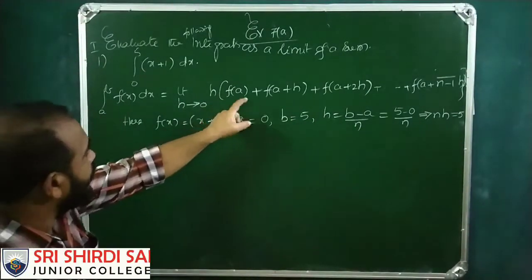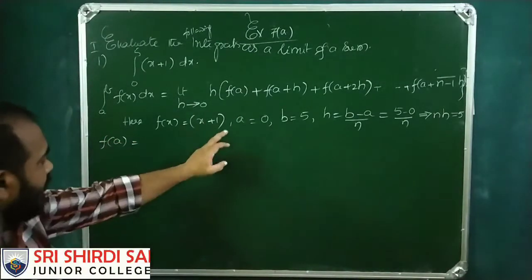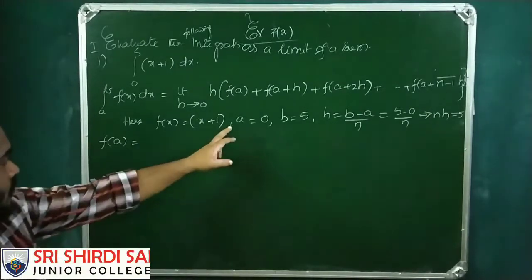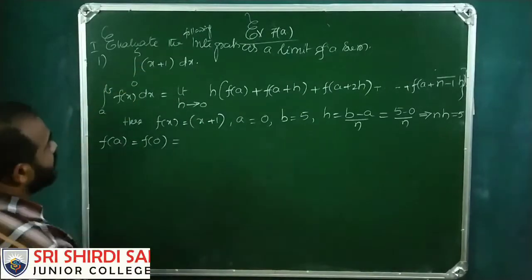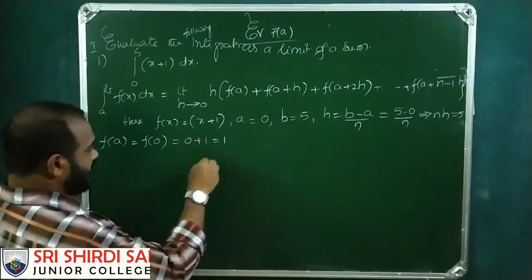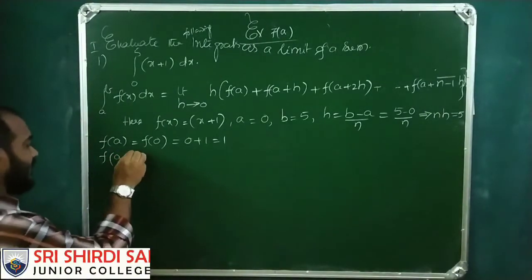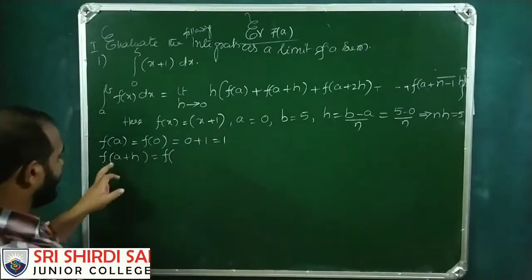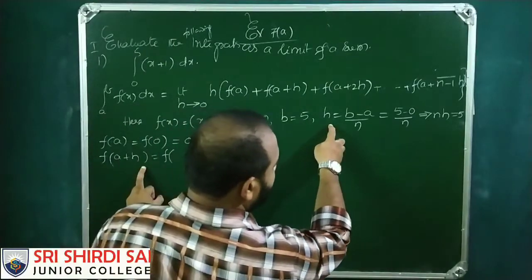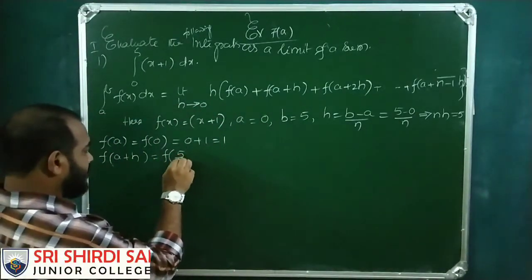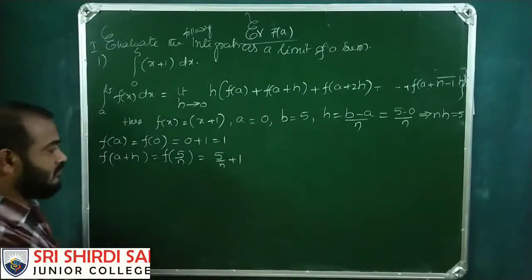Integral, so before that, what is f of a? Let us find out. f of a is equal to f of 0, substitute in that. So 0 plus 1 is equal to 1. Next, f of a plus h, that is equal to f of 0 plus h. h is equal to 5 by n, that is equal to 5 by n plus 1.